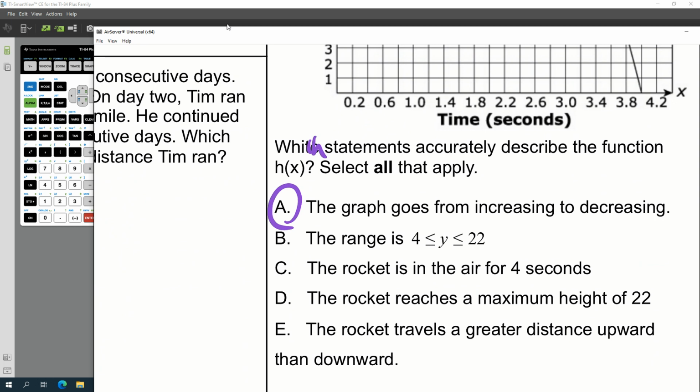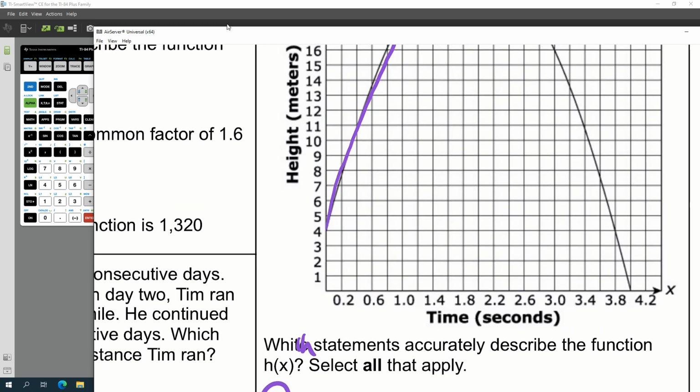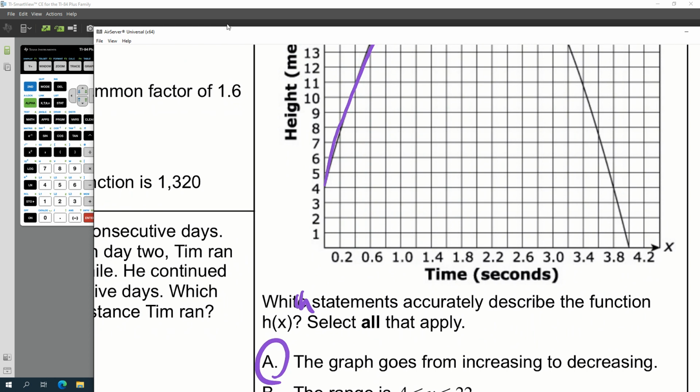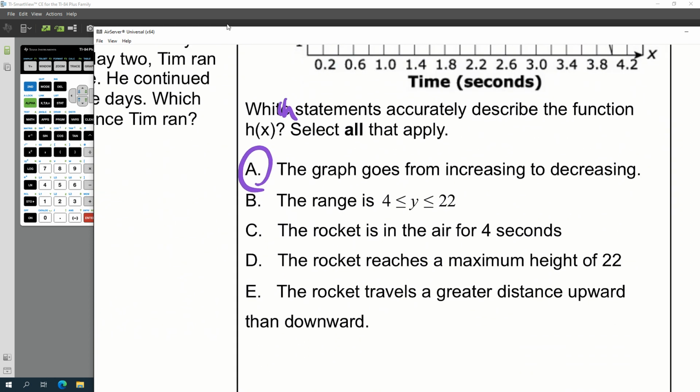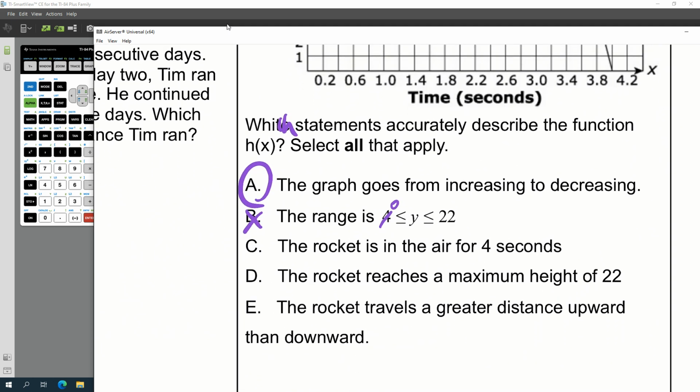This one is very, very tricky. The range is from 4 to 22. Is 4 meters the lowest it goes? It is not. It's technically 0. It hits the ground at 0. So B is not true.